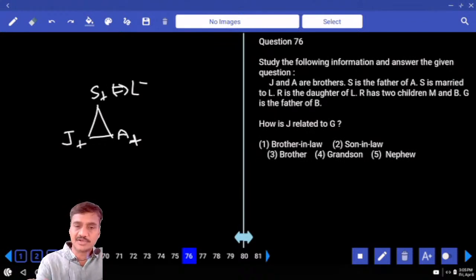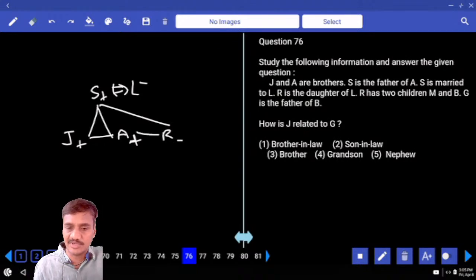And R is the daughter of L. Hence these three persons are siblings. J and A are brothers, S is the father of A, S is married to L, and next, R is the daughter of L.